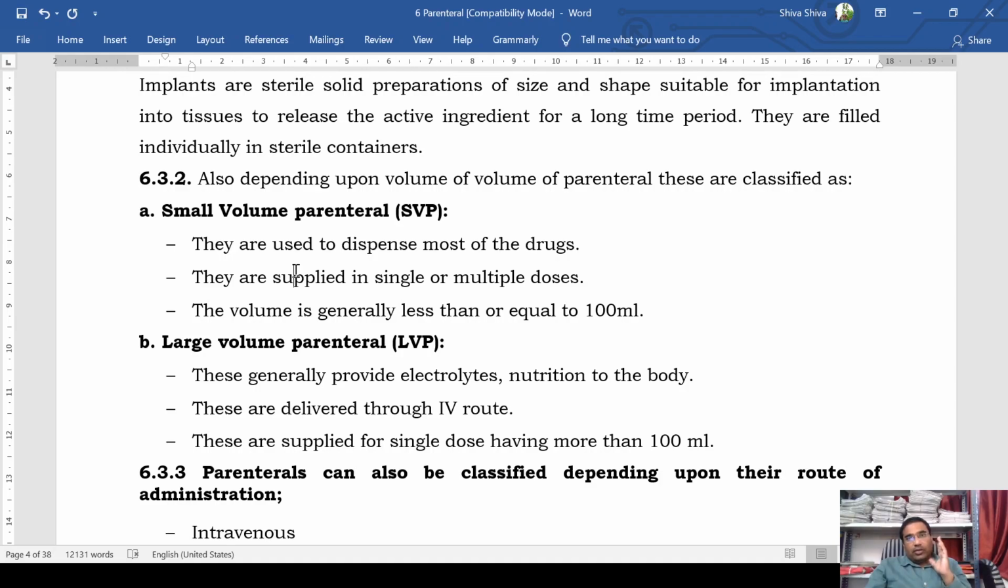In case of large volume parenterals, which are also called LVP, the volume is generally more than 100 ml, which may increase up to 1 liter, 2 liters, or even 5 liters. These are generally provided for electrolyte replacement and nutrition to the body. These are delivered through the IV route.